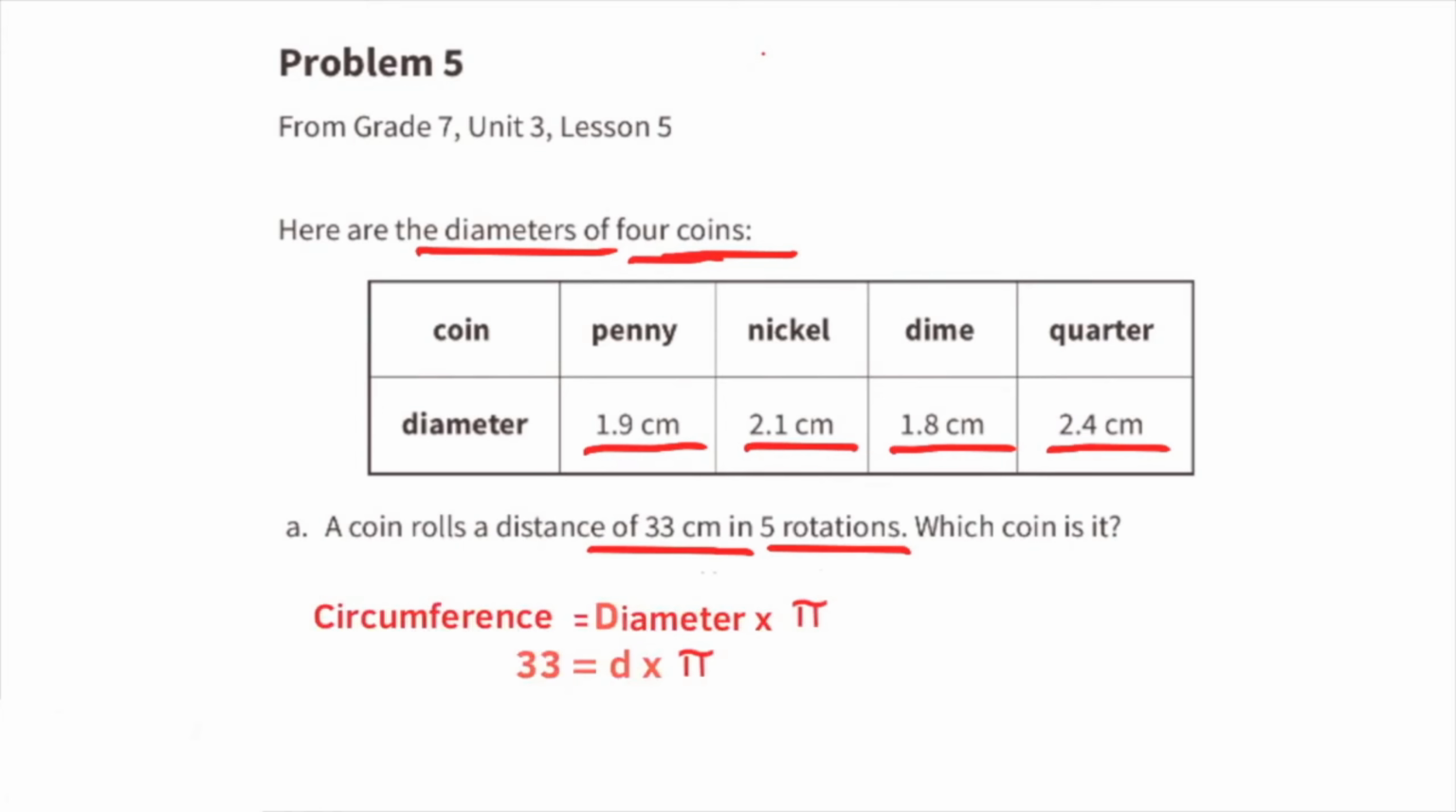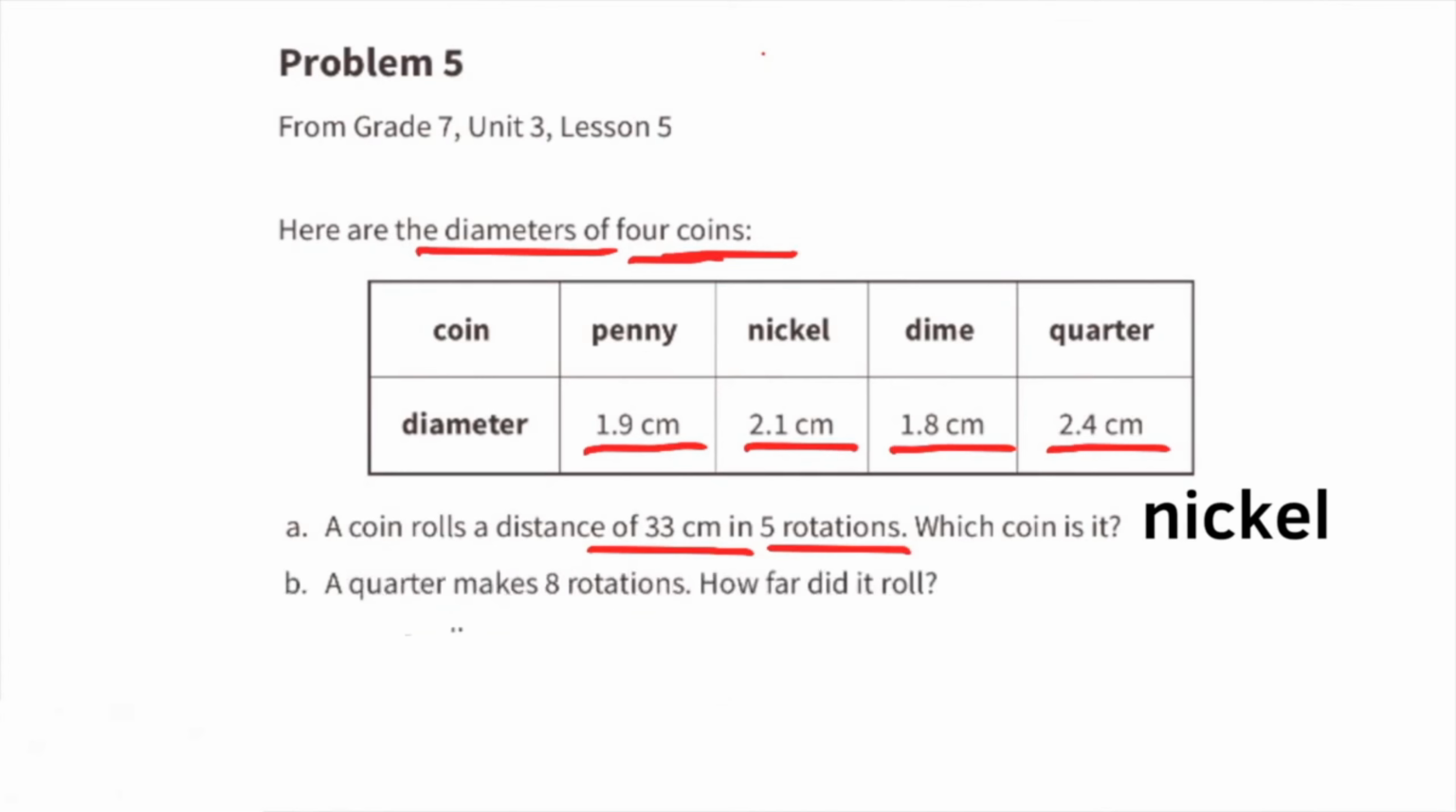The circumference is diameter times pi. 33 centimeters equals diameter times pi. Divide both sides by pi, and you have the diameter equals 10.5. Divide that by 5 for the 5 rotations, and you have a coin with a diameter of 2.1 centimeters, which would be a nickel.